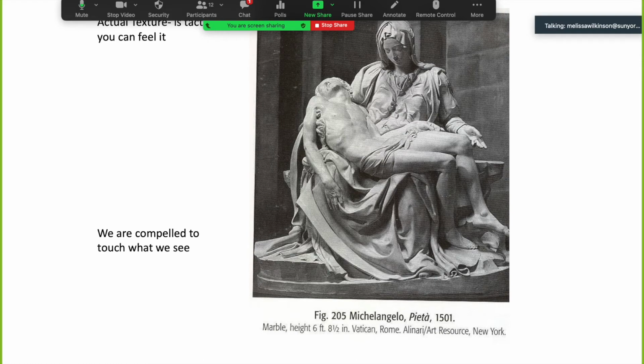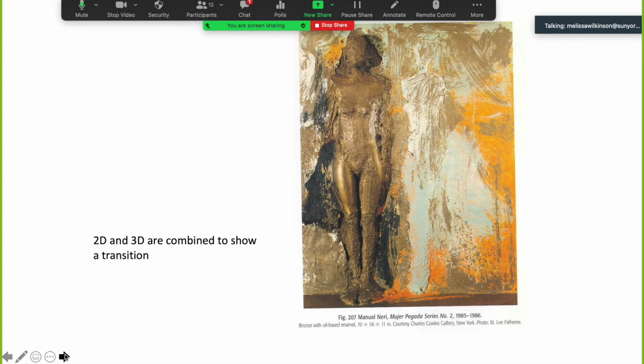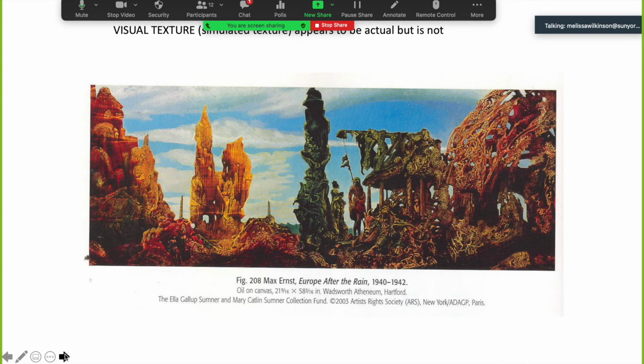It is cold. It is smooth. And we're compelled to touch it as a means to celebrate the material and its transformation. So 2D and 3D really do straddle those issues. Visual texture is solely suggested. It suggests a texture, but it is not. What you're looking at here is an oil on canvas, but it's perfectly smooth. This is Max Ernst, a fairly old painting, 1940 to 1942, suggesting this sort of photographic textural form. It's perfectly smooth.